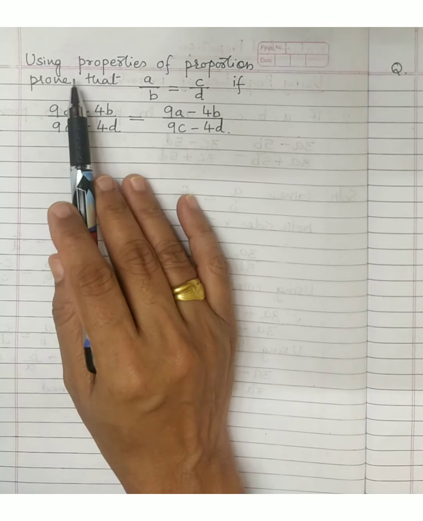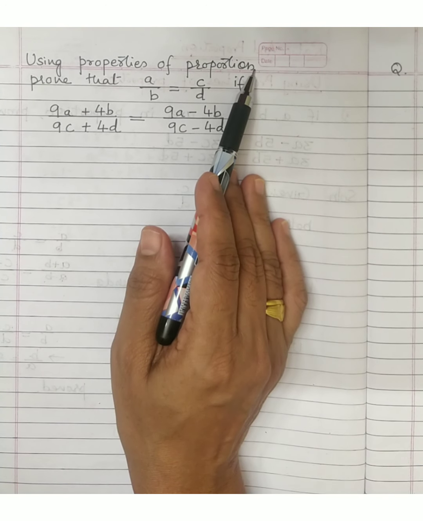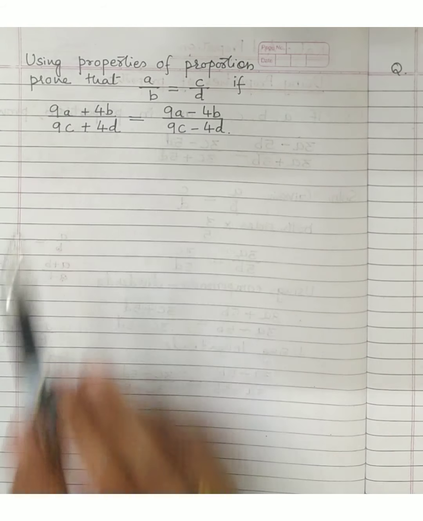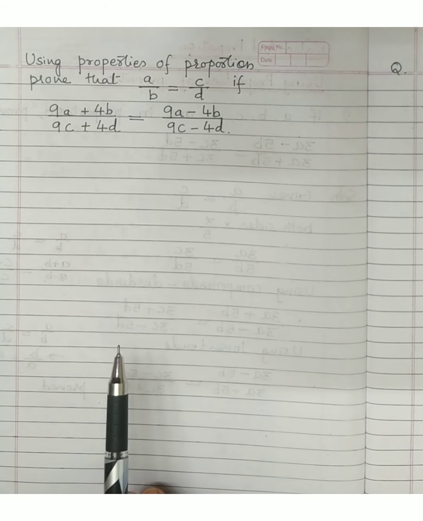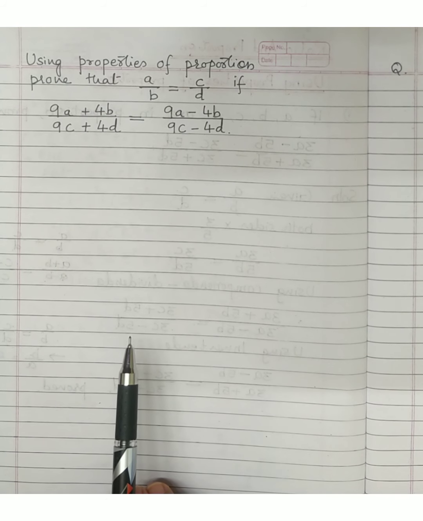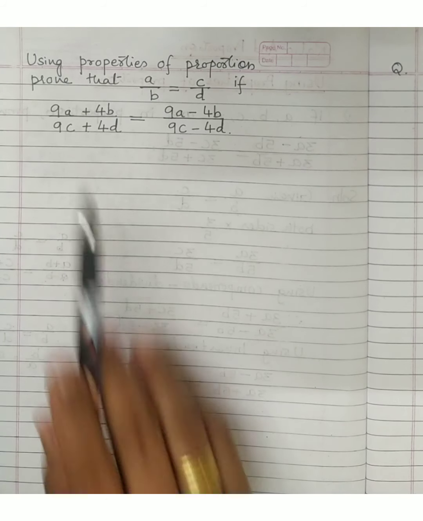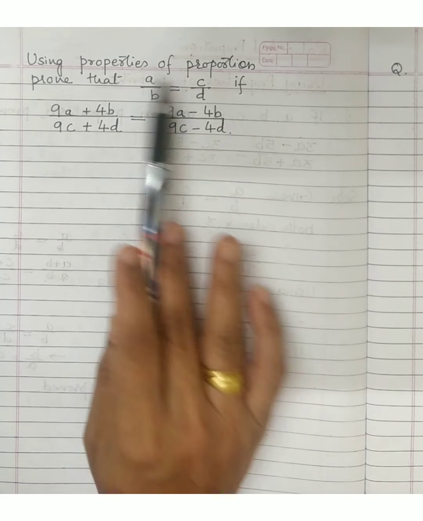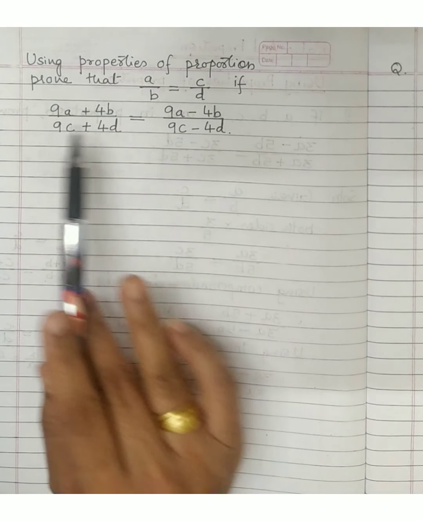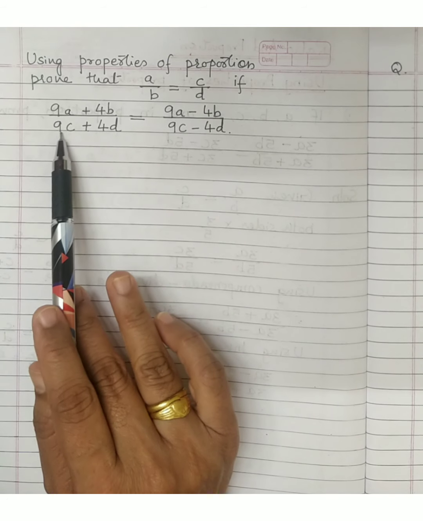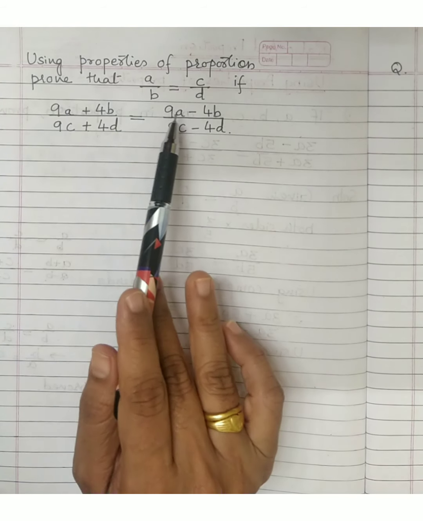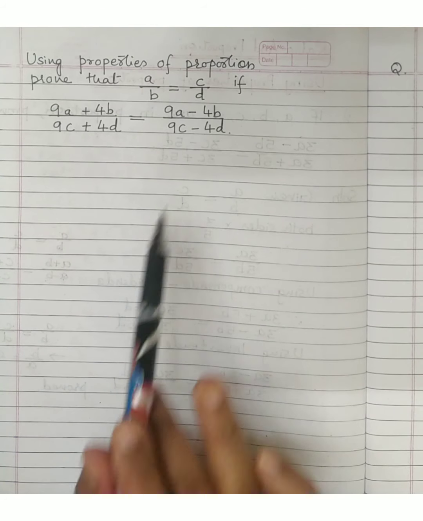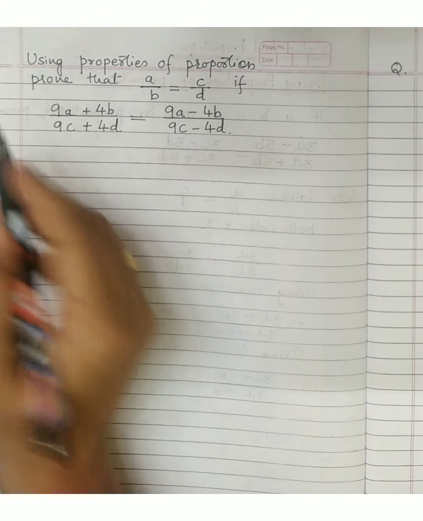Using properties of proportion, prove that A upon B is equal to C upon D. Observe what we have to prove: A upon B is equal to C upon D. Now this is the given part, right? If (9A plus 4B) upon (9C plus 4D) is equal to (9A minus 4B) upon (9C minus 4D). The change in the question, I suppose you all have noticed.